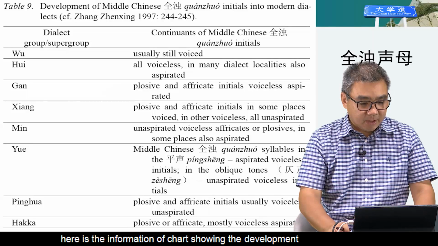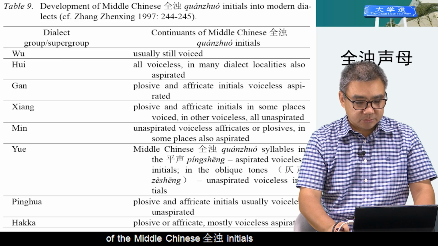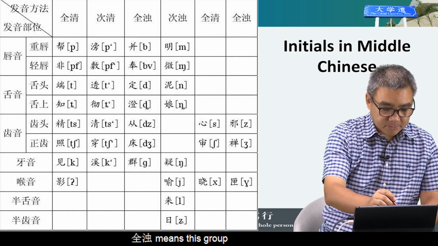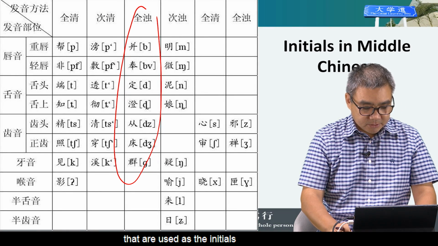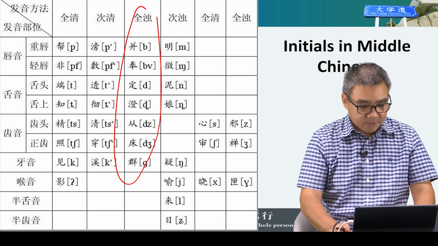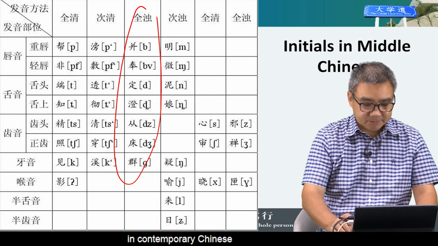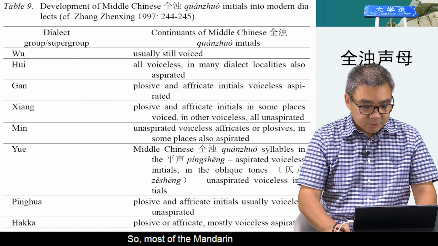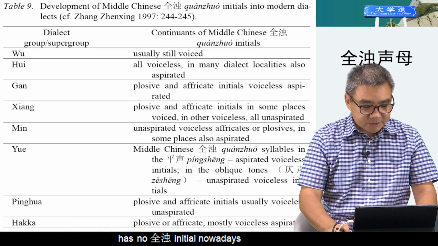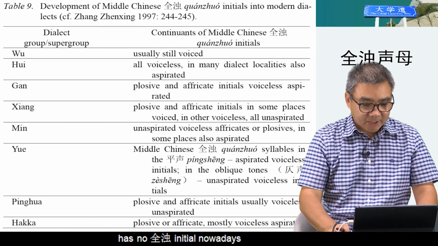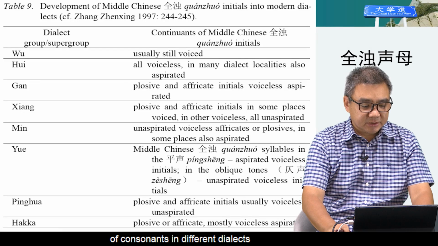Okay, here's a chart showing the development of the Middle Chinese 全浊 initials. 全浊 initials are shown here. 全浊 means this group. They are voiced consonants that were used as the initial in Middle Chinese and in some dialects in contemporary Chinese. So most of the Mandarin has no 全浊 initial nowadays. So you can compare the pronunciation of this group of consonants in different dialects.